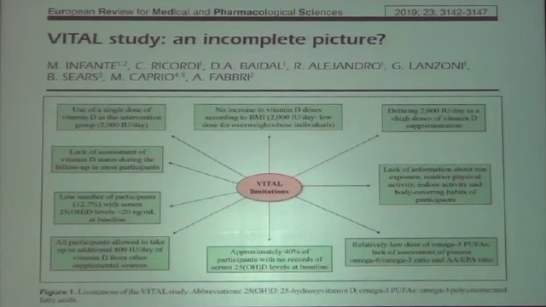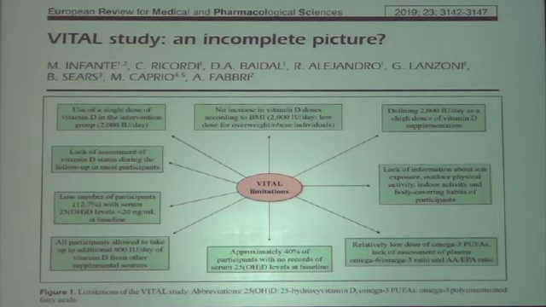And this is the case of the VITAL study that has been recently published in the New England Journal of Medicine, a study that found negative results in terms of vitamin D supplementation and prevention of cancer and cardiovascular disease. But if you look at the study, the VITAL study has several limitations.